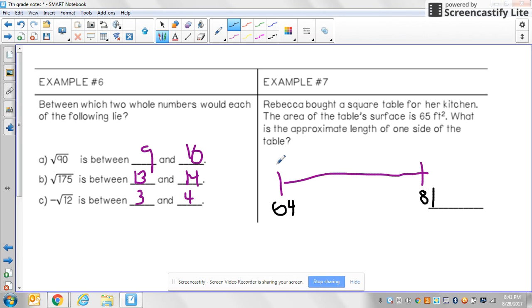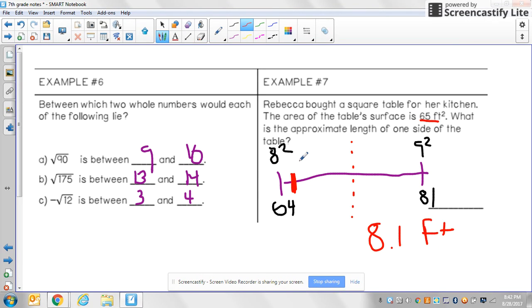The square root of 64 gives us 8, and the square root of 81 gives us 9. And using my red, I'm going to go ahead and plot the square root of 65, which is going to be right about here. And based on our decimal estimation, it's obviously way closer to the 8, so it's going to be 8 point something. We know this is about our halfway point, so we know it's going to be less than 8.5. And I'm going to go ahead and make the guess that it's going to be about 8.1 feet.